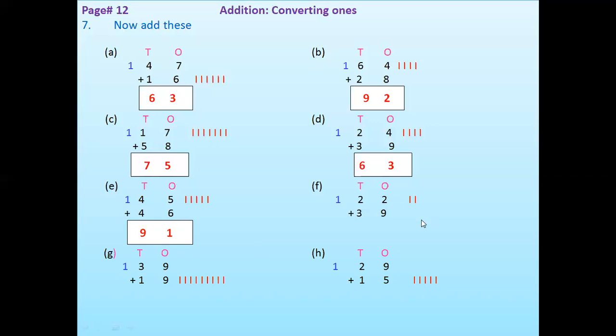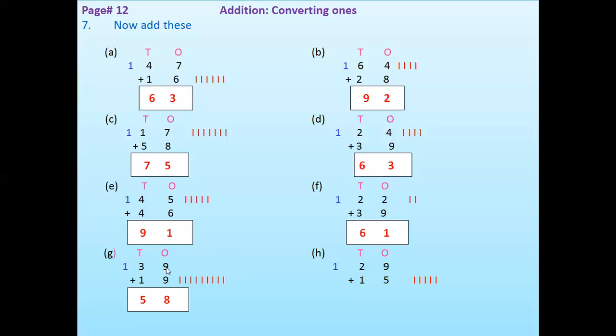Answer is 91. Now come on part number F. The question is 22 plus 39. So first add ones. Again, 9 plus 2. Draw 2 lines. 9, 10, 11. Write 1 here and 1 goes. 3 plus 2, 5. And plus 1, 6. So 22 plus 39, the answer is 61. Come on, G part.